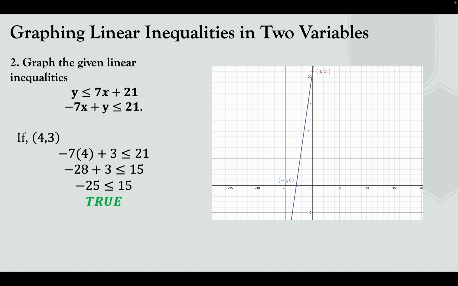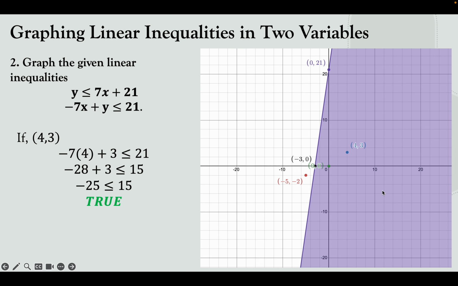So which part of the boundary line is true? This side. So we just need to shade this side, since all points here are true when we substitute to our given inequality.